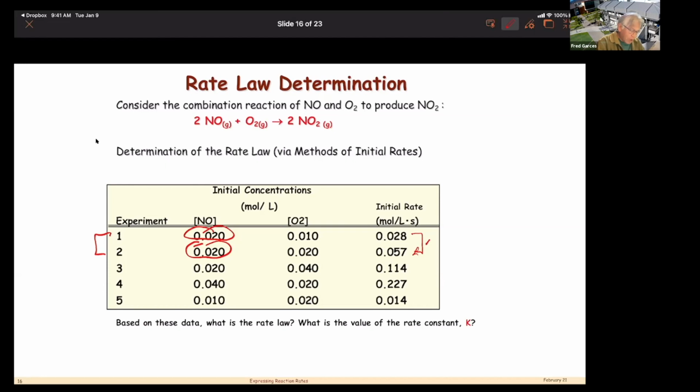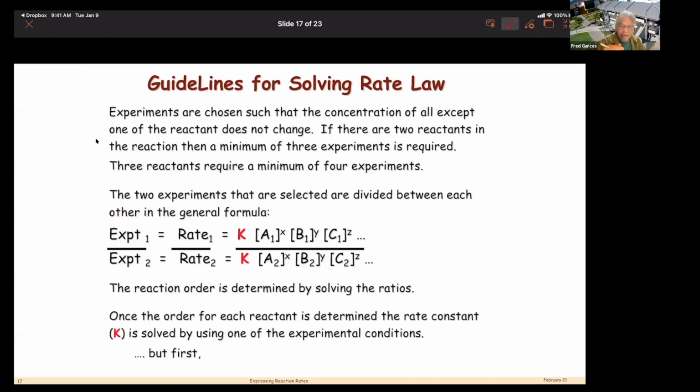Let me show you how that works. Once you do this, it'll be like second nature. You could do it in your head. This is just the wording of what's going on. You're going to pick 2 experiments, and each of the experiments will obey a rate law. The rate is equal to k times NO to the X, O2 to the Y. And for the other experiment, the rate, because it's a different value, is equal to k, and this k and this k are equal, they're the same, times NO to the X, O2 to the Y.